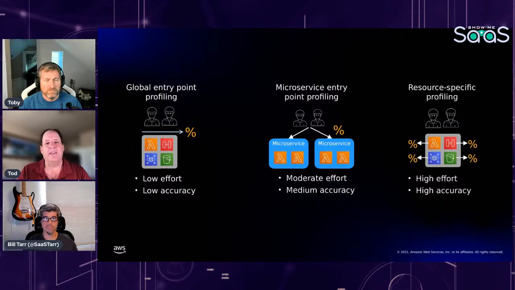And then the third one is, to me, the ultimate, where, if you're really after the deepest view, and again, you can do this selectively, is what I was calling resource level profiling, where I'm actually going to look at the database or the queue or whatever that individual resource is, and I'm going to attribute consumption at that level.